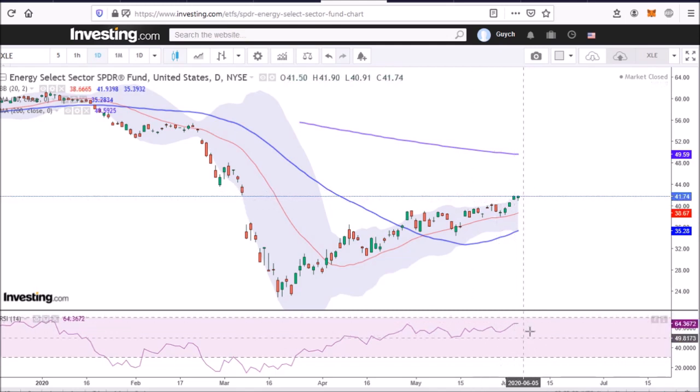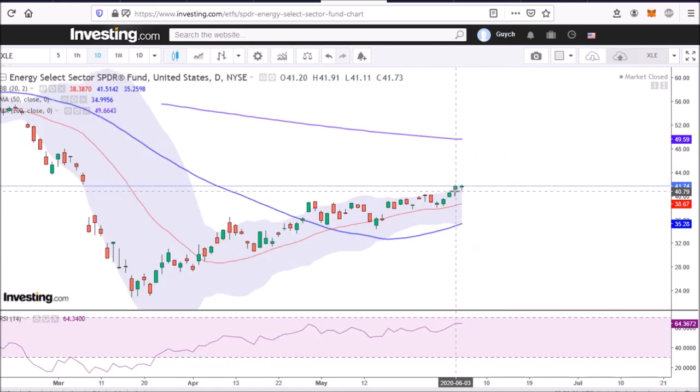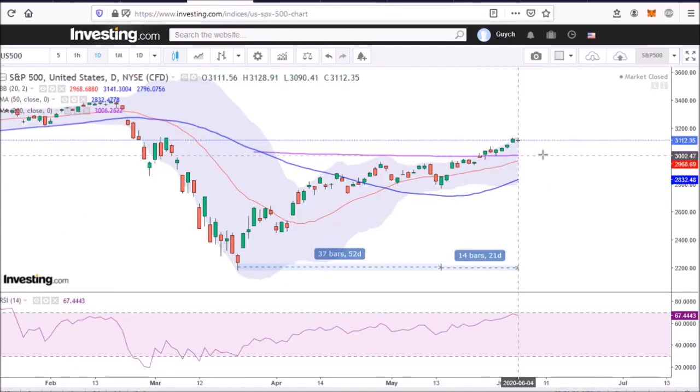As we see, RSI is not in overbought territory yet, but it's not that far from overbought territory either. And XLE has poked once through the upper range of the Bollinger Bands a couple of days ago, on the 3rd of June. So a continued push higher is still likely into the resistance zone, with a few more pokes through the upper range of the Bollinger Bands before we probably see a decline in XLE, especially as the stock market declines as well.